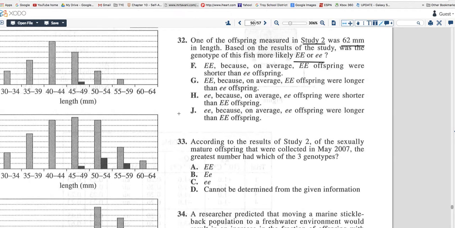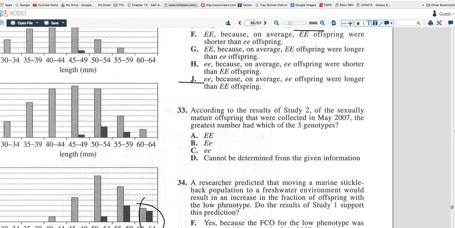And then 33. Oh, I forgot to give you guys the answer. The answer is J. 33. Who can do this one?